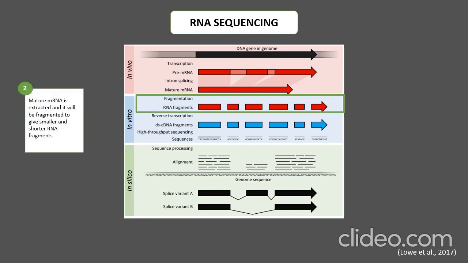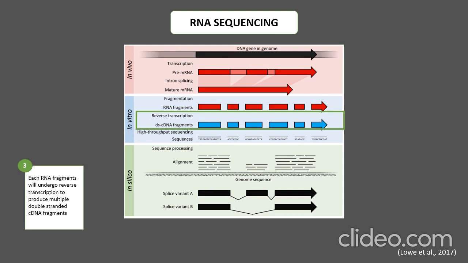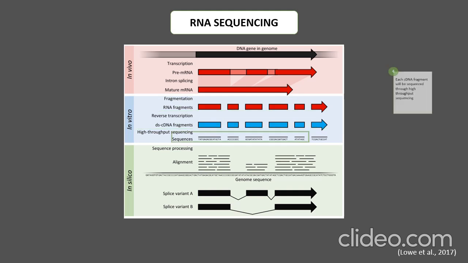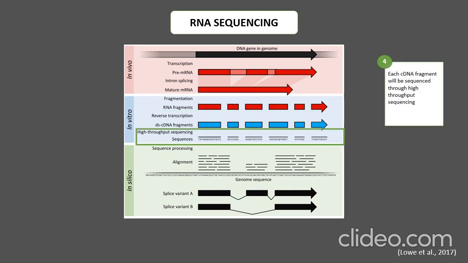Once the mRNA is extracted, it will be fragmented first to produce smaller RNA fragments, and then each RNA fragment will undergo reverse transcription to produce multiple smaller fragments of double-stranded complementary DNA. Then each shorter fragment of double-stranded complementary DNA will be sequenced through a technique known as high-throughput sequencing.